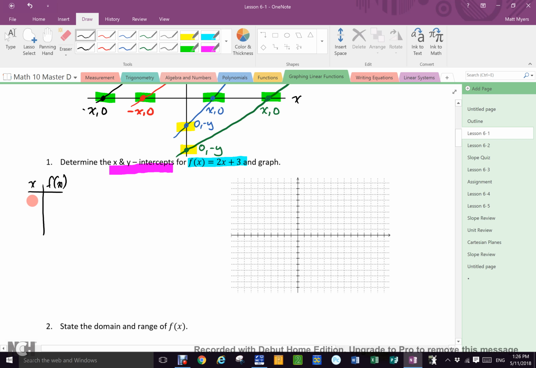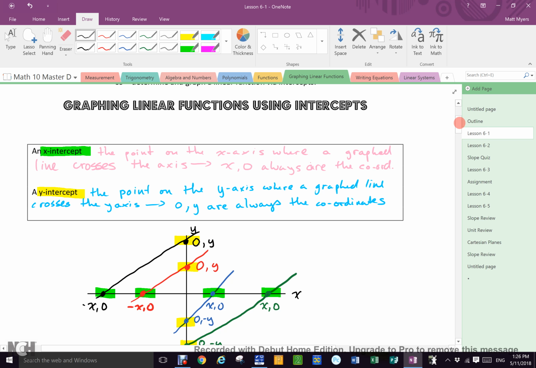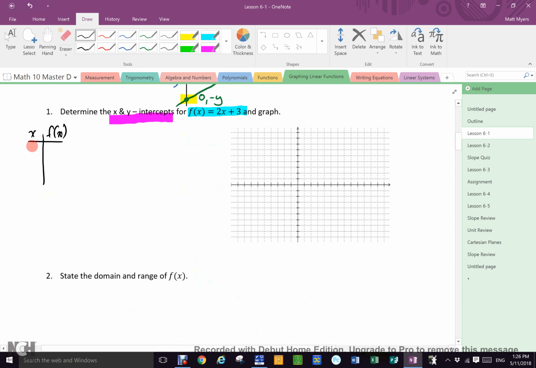What are the coordinates of an x-intercept? 0 for an x-intercept? You just wrote it literally 2 seconds ago. What are the coordinates for an x-intercept? x, 0. x, 0. What are the coordinates for a y-intercept? 0, y. Now, take these inputs and outputs and put them into that function. What do I have here? An input or an output?